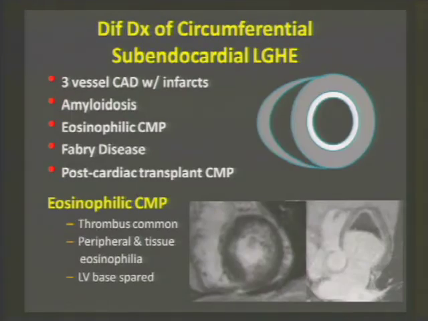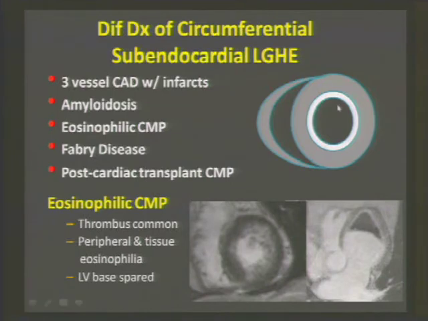So what's a differential of somebody who has circumferential subendocardial delayed enhancement? Again, we have to exclude 3-vessel coronary artery disease with infarcts. Usually that's not symmetric. Amyloidosis could be circumferential or non-circumferential, but the additional findings of poor opacification of the lumen is very helpful in that. Fabry's disease is rare in kids, and in the post-cardiac transplant cardiomyopathy, they have a specific history for that.